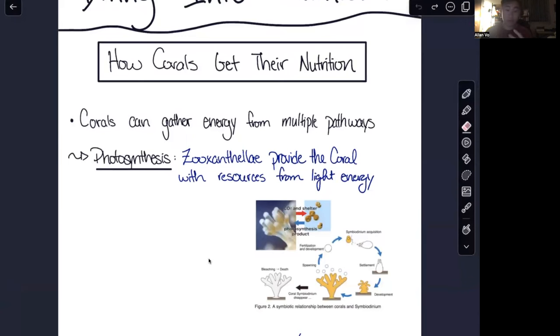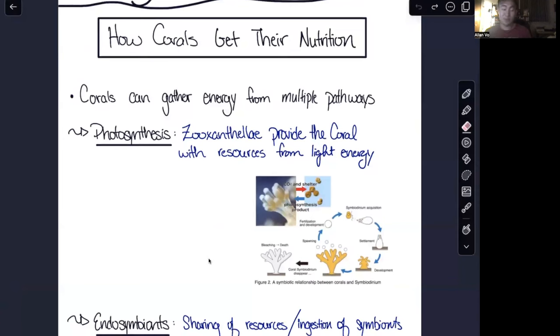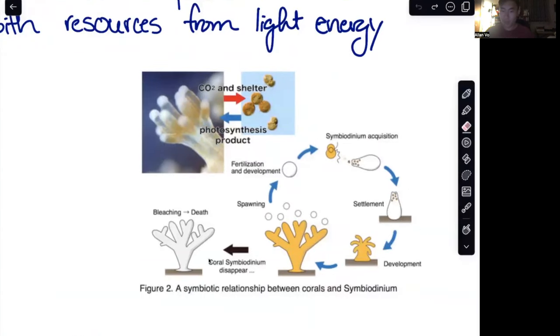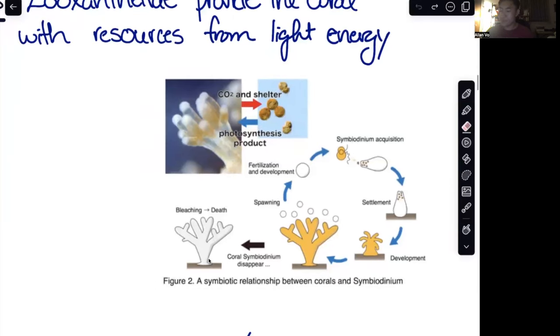They can derive a lot of it from photosynthesis and the utilization of the zooxanthellae that are endosymbionts with the corals. So you can kind of see here the cycle of how corals acquire the zooxanthellae and how they work. The zooxanthellae produce sugars through photosynthesis, and the corals kind of siphon it off from the zooxanthellae.